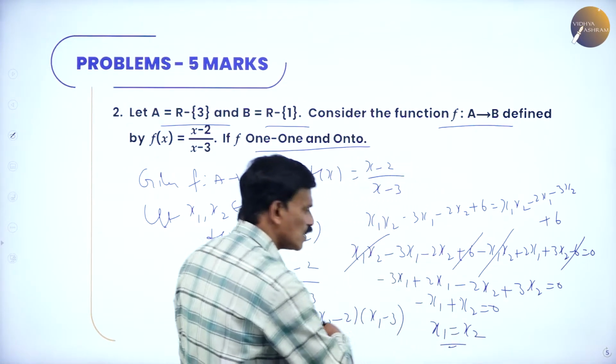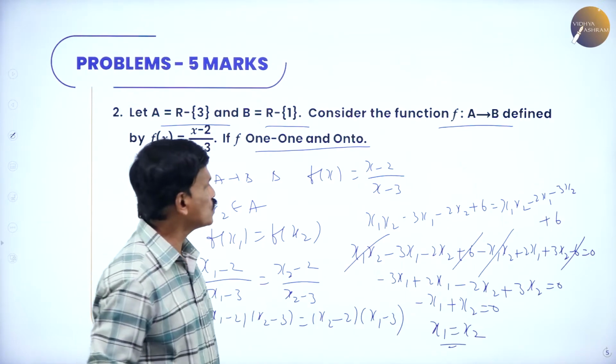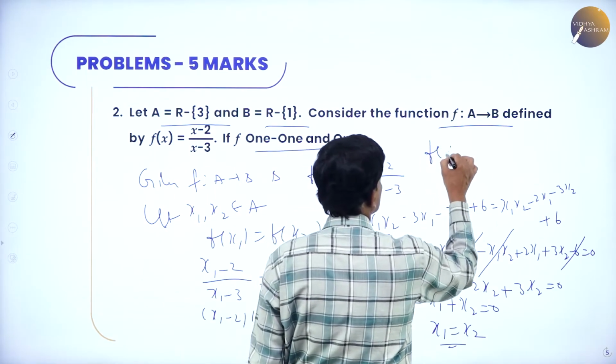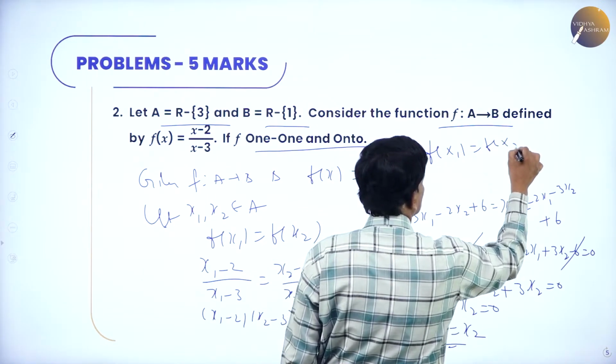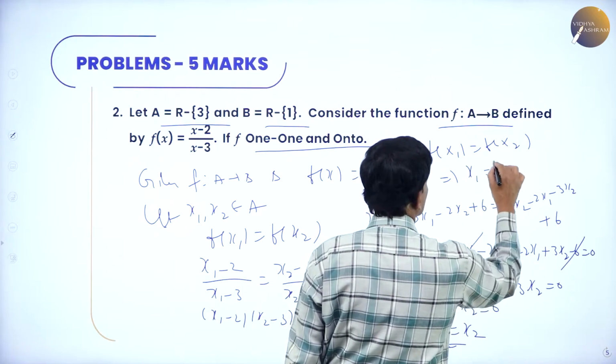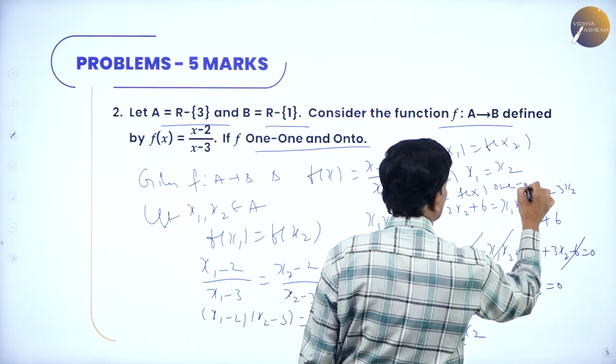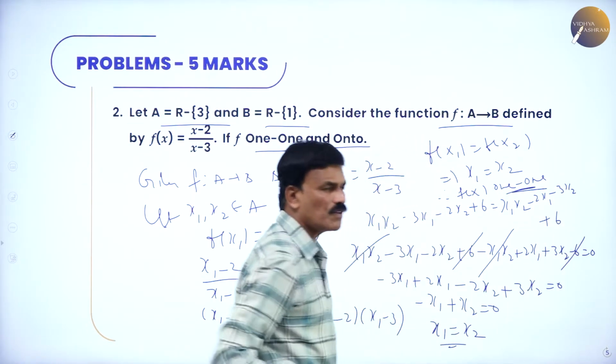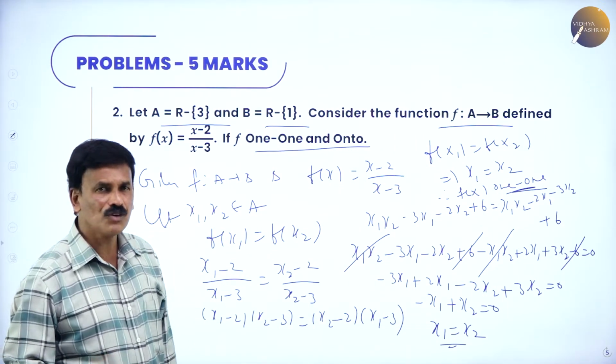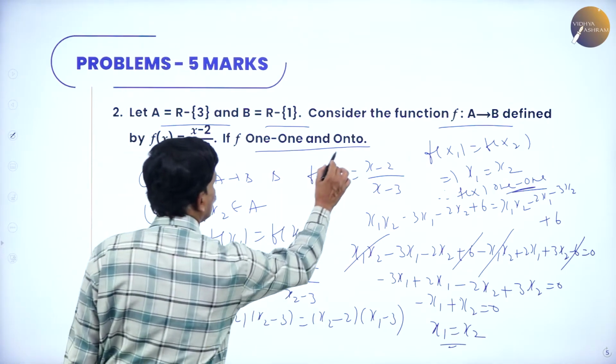Just transfer this to the left hand side. x1 is equal to x2. That means f of x1 is equal to f of x2 implies x1 is equal to x2. Therefore, f of x is a one-one function. That's it. The first part is finished. f of x is one-one. Now, let us go for onto function.